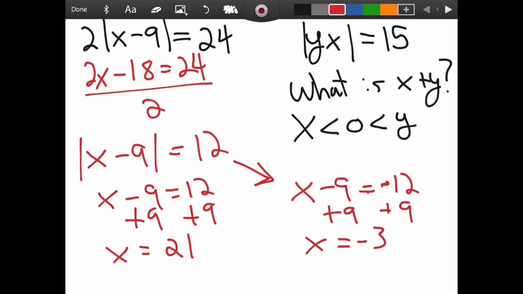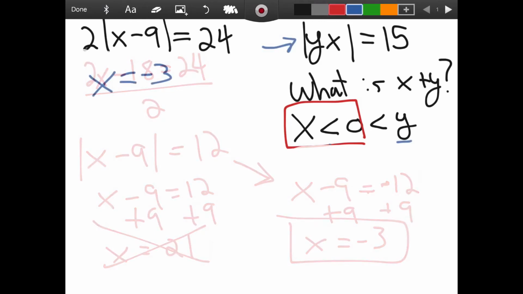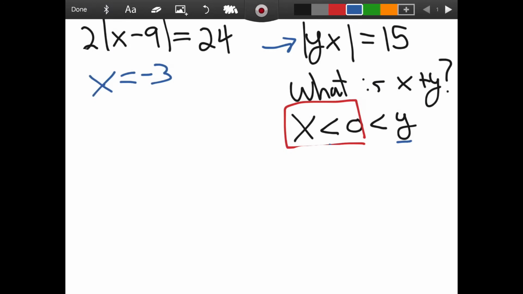Now, if you look at what the problem says here, it says that x is less than 0, meaning that we can ignore this one because we know it can only have one solution, and this x has to be equal to -3 because it has a value of less than 0. X has to equal -3. We can now plug it into the other side of the equation. Each time we're going to plug in -3 for x, where we have the absolute value of y times x equals 15.